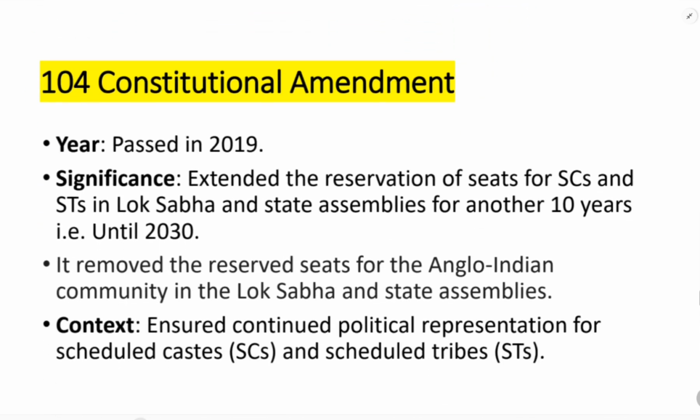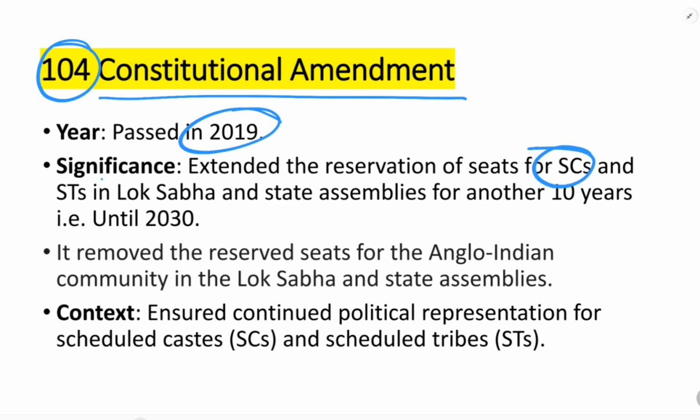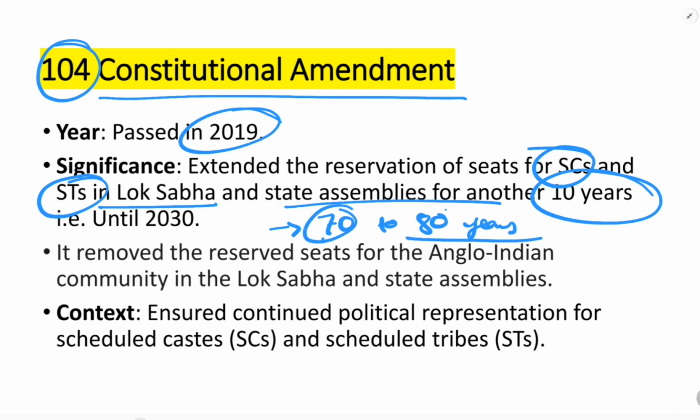Okay. Next we'll see the 104th Constitutional Amendment Act. This act was passed in 2019. Through this amendment, it extended the reservation of seats for SCs and STs in the Lok Sabha and the state assemblies for another 10 years. That is 70 to 80 years. Earlier it was 70, now it is made 80 years.